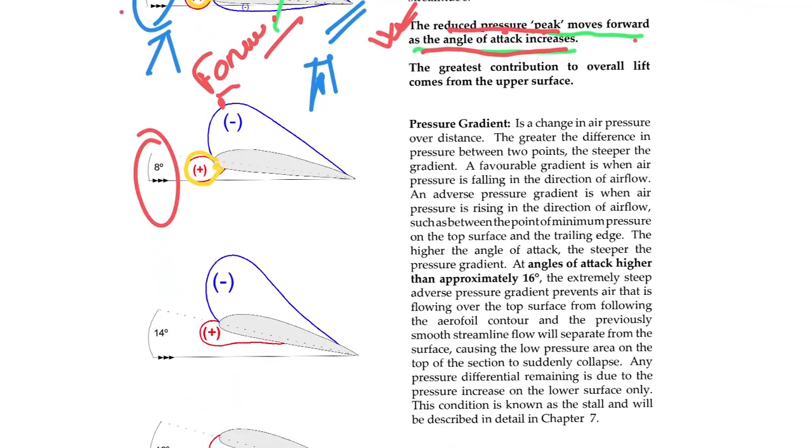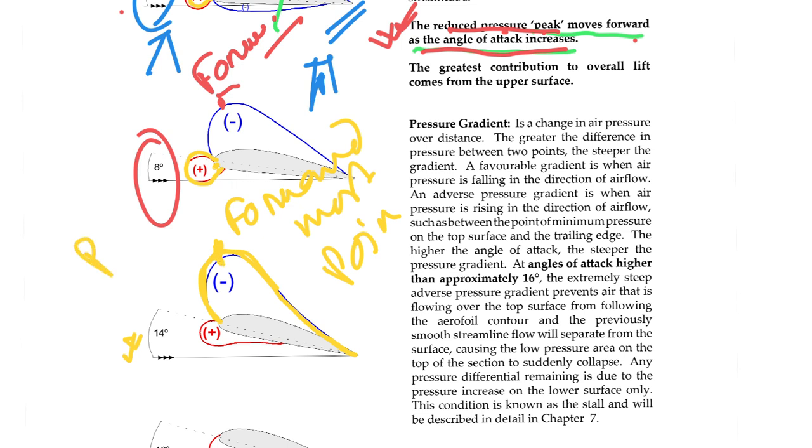Okay, so what will happen at 14 degree angle of attack? 14 degree is a very good angle of attack, where we are getting the greatest pressure drop above the wing. And you see your shape is coming like this, and your peak is almost the forwardmost point. This peak is the pressure drop peak. Here the pressure is already the minimum.